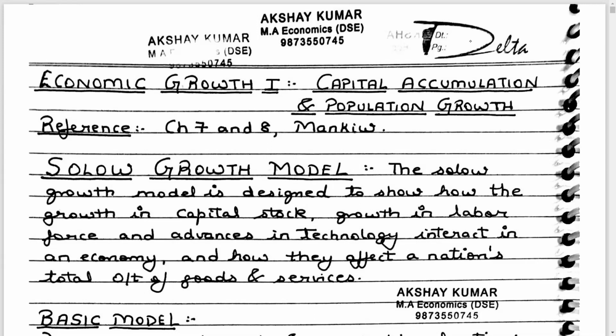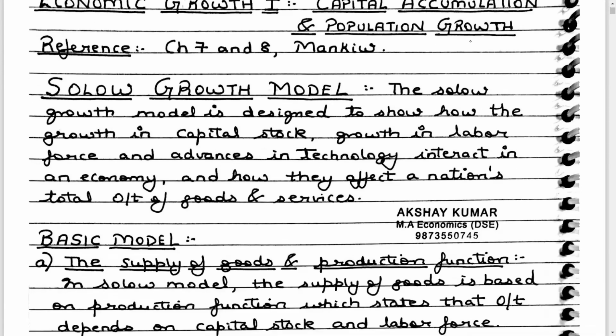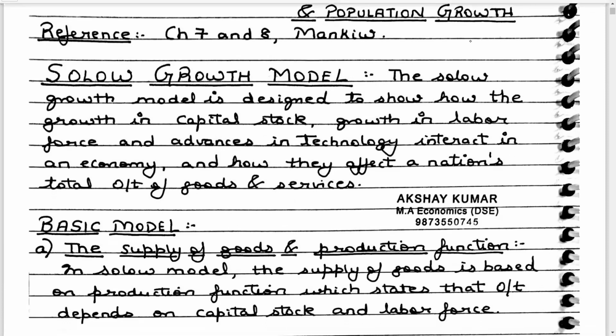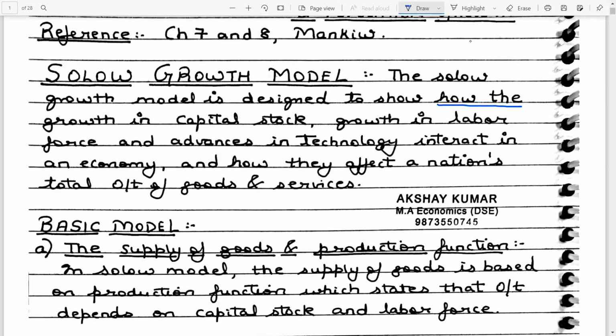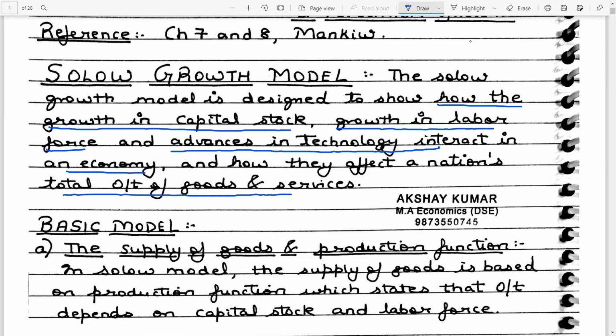Now this particular model is the Solow model within economic growth. So let's analyze this model and see how Solow explains growth in the economy. To understand that, let's first look at the basic description of the model. The Solow growth model is designed to show how the growth in capital stock, growth in labor force, and advances in technology interact in an economy, and how they affect a nation's total output of goods and services.